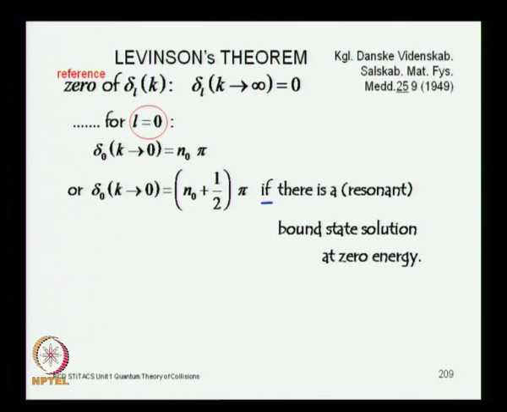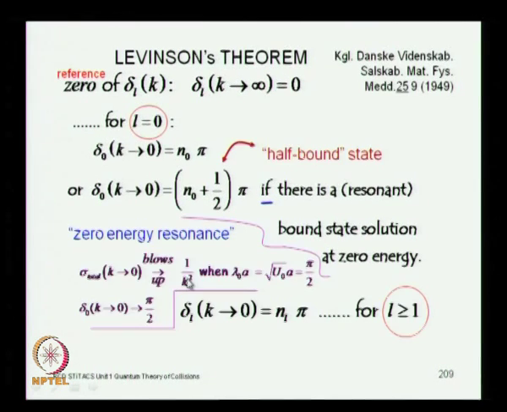So, basically delta 0 goes as n 0 pi in the low energy limit, or else it goes to n 0 plus half times pi if there is a resonant bound state solution. In the event there is a resonance, there is a resonant bound state solution, then the phase shift does not go to n 0 pi. Now, this is Levinson's theorem.